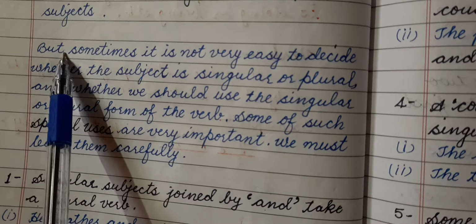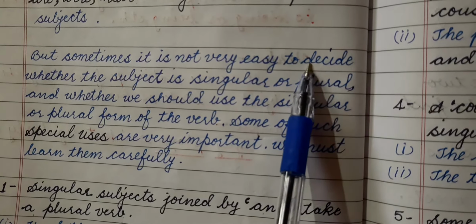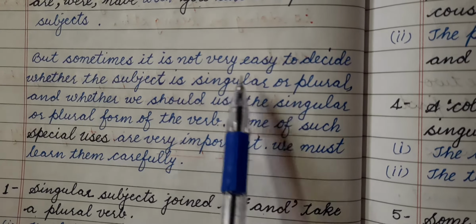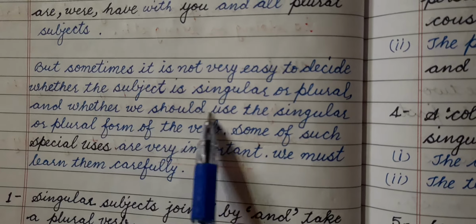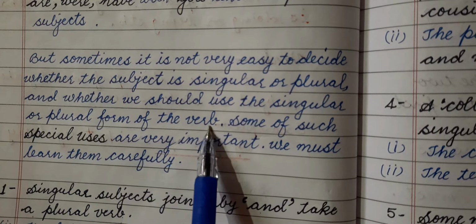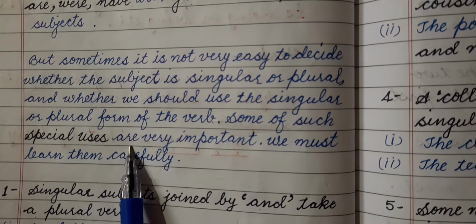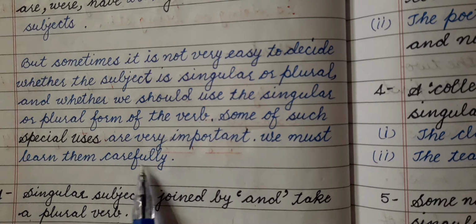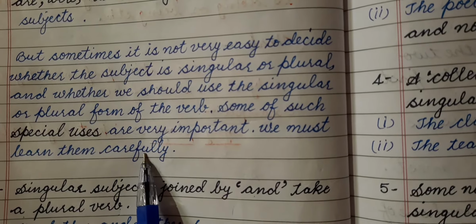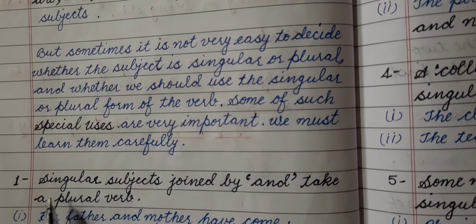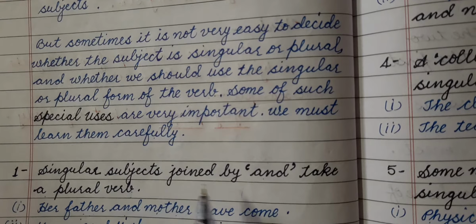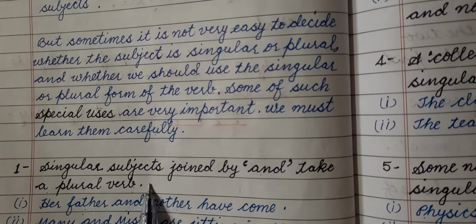But sometimes it is not very easy to decide whether the subject is singular or plural and whether we should use the singular or plural form of the verb. Some of such special uses are very important. We must learn them. And these special uses are: when singular subjects are joined by and, they take a plural verb.